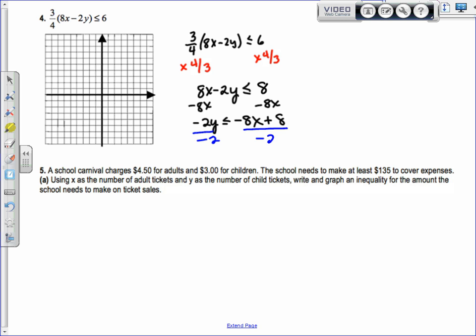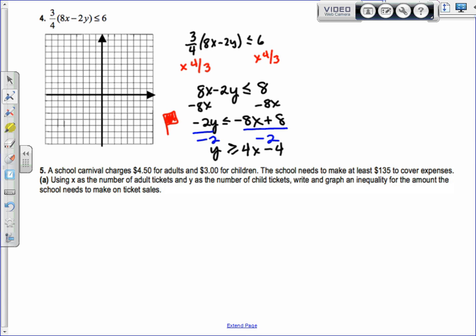All right, this is always what I call the red flag rule. Okay, because we divided by a negative and we're dealing with inequalities. So what do I need to do? Flip the sign, right? So I'm going to flip it. So I have greater than or equal to now. So I have -8 divided by -2 is +4. And I have -4, and I get y. Okay, so I have y is greater than or equal to 4x minus 4.